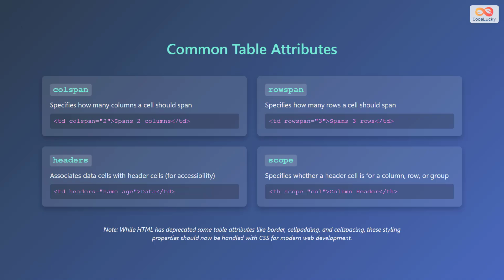The third attribute is headers, which associates data cells with header cells, mainly for accessibility purposes. For example, the code table data headers equals name age links the data in this cell to the headers with the IDs name and age. The fourth attribute is scope, which specifies whether a header cell is for a column, row, or group of columns or rows. For example, the code table header scope equals column identifies the cell as a column header. Note that while HTML has deprecated some table attributes like border, cell padding, and cell spacing, these styling properties should now be handled with CSS for modern web development.